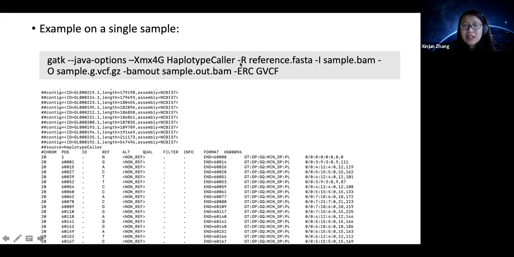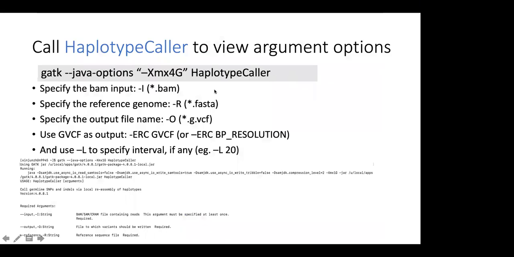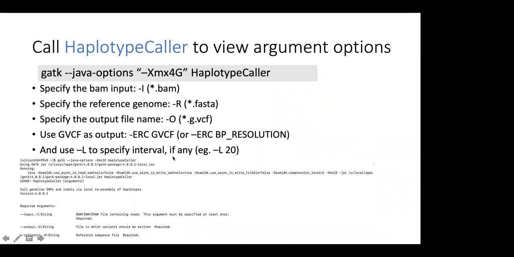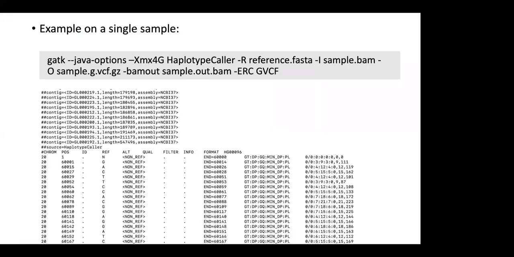-ERC is just an option, and we need to give it an input after that. It's just like -I, where we need to say it's a BAM file. So with -ERC, we need to specify GVCF. You can do -ERC GVCF, or you can do -ERC BP resolution. But we already have -O in the command, right? Didn't we have -O, which is the output?